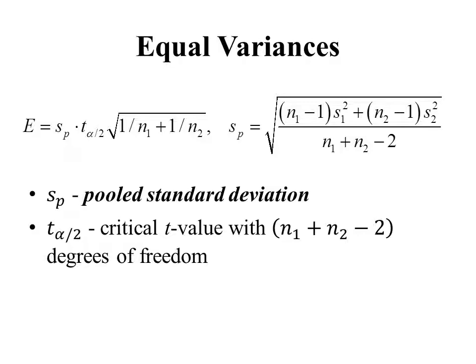If we assume equal variances, then we're going to calculate our margin of error using this formula here. Take S sub p times t sub alpha divided by 2. S sub p is given by this formula here and is called the pooled standard deviation. This is going to be an estimate of the common population standard deviation. And t sub alpha divided by 2 is a critical t-value with n1 plus n2 minus 2 degrees of freedom. We multiply those quantities and then take them times the square root, and that's how we get our margin of error.